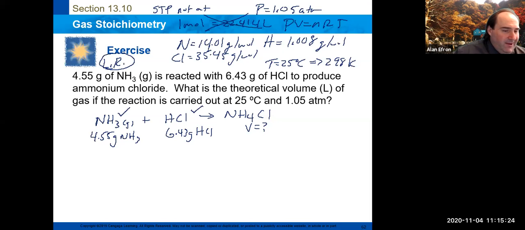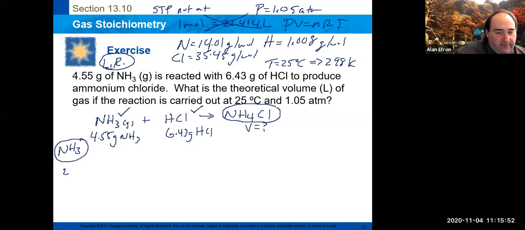All right, trying to remember how we did it here. I think the method we chose was to do two separate calculations to figure out how much product we're going to make from each of them. The one that makes the least amount of product should be your limiting reagent. So we will do that method here, first for NH3.